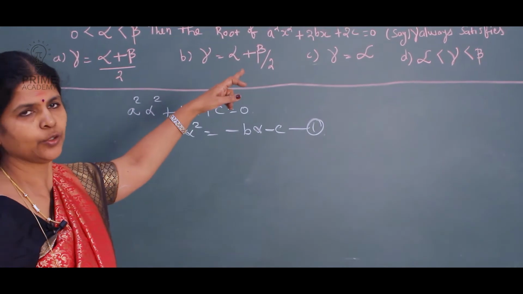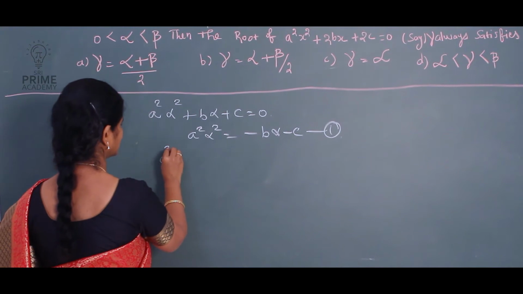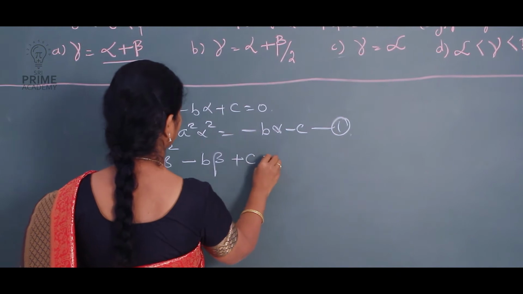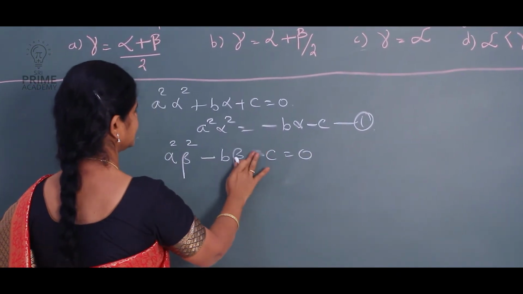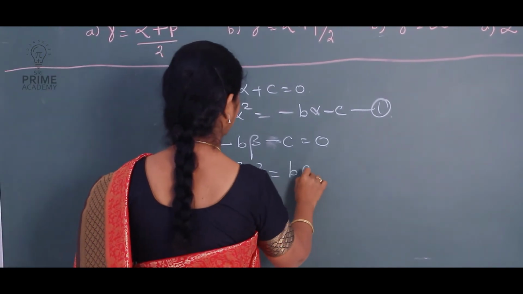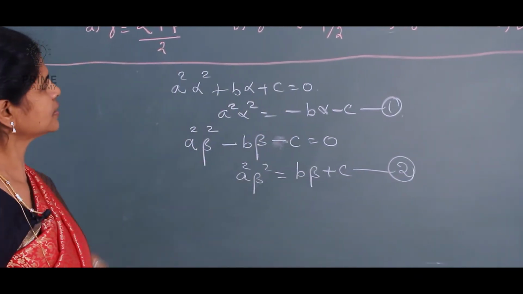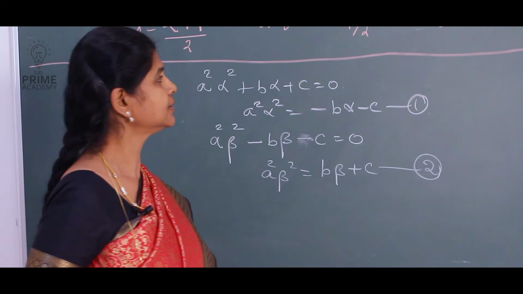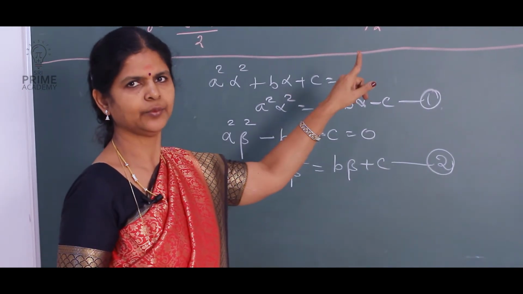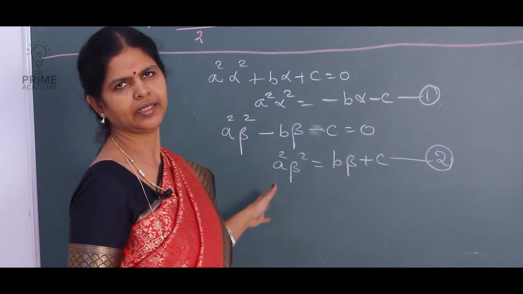Similarly, beta is the root of the second equation. So when you substitute, a square beta square minus b beta minus c equal to 0, this implies a square beta square equal to b beta plus c. Mark this equation number 2. So the third equation, a quadratic equation, is given, isn't it? Let us substitute alpha and beta in this equation and use equations 1 and 2. Then we will find what will happen.